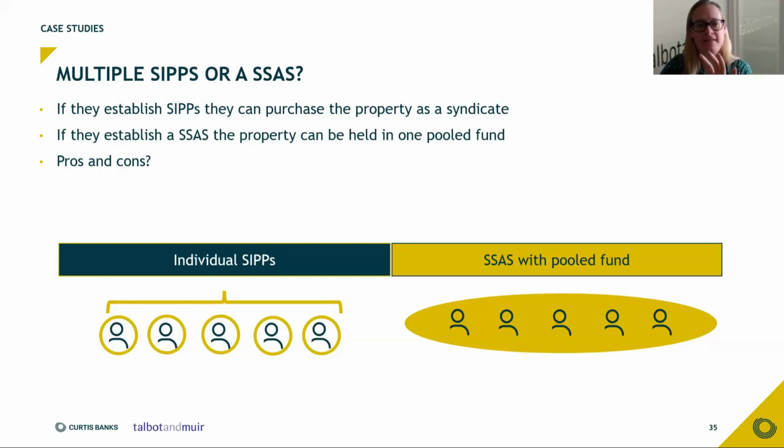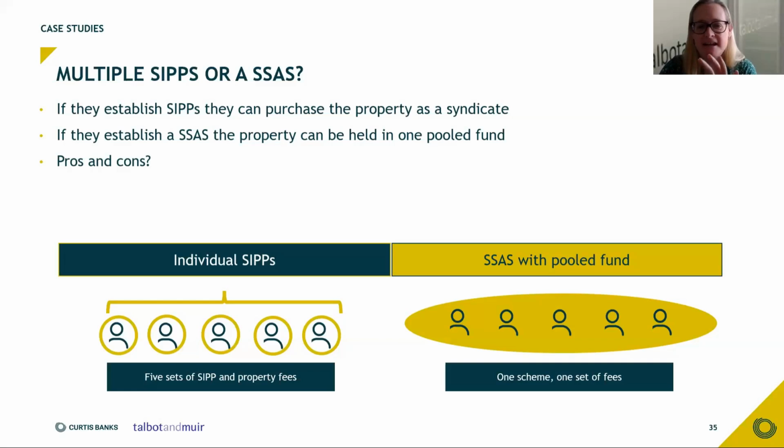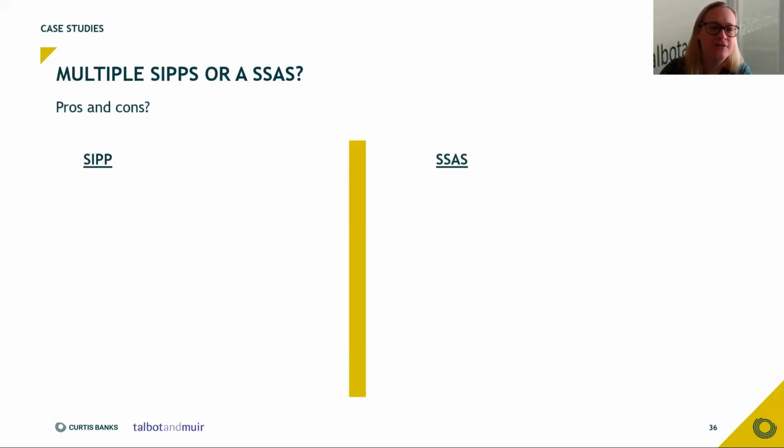So we'll go on and have a look at that in a second. And also, I think we've got to bring in an element of how much does each scenario cost as well. So what does it look like to have five sets of SIPP fees, property and transactional fees, and then what does it look like to have a set of SSAS fees? So here's the infographic that I did mention we'd bring up again. So let's have a look now at the pros and cons of what SIPP would look like and what SSAS would look like.